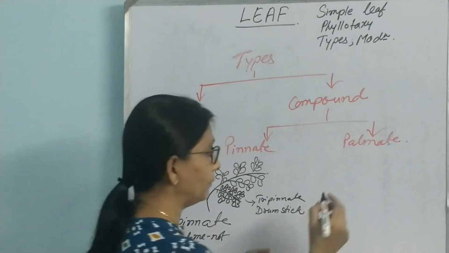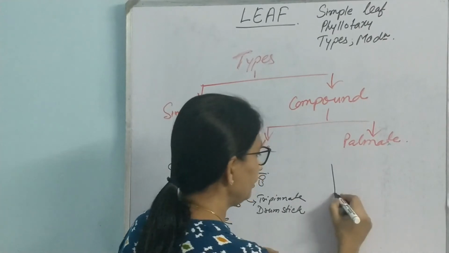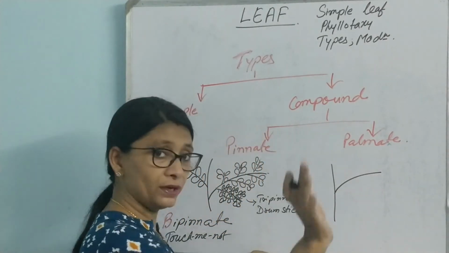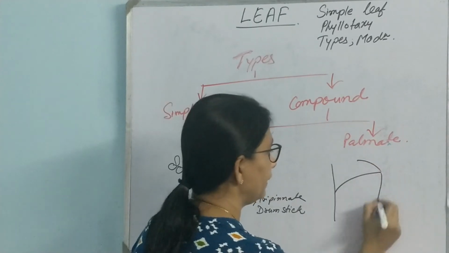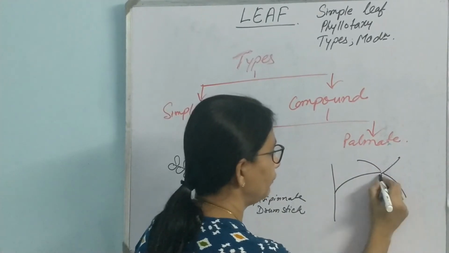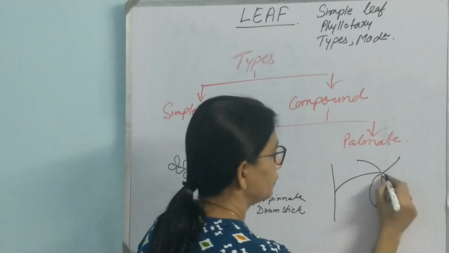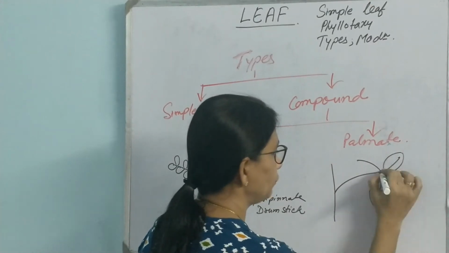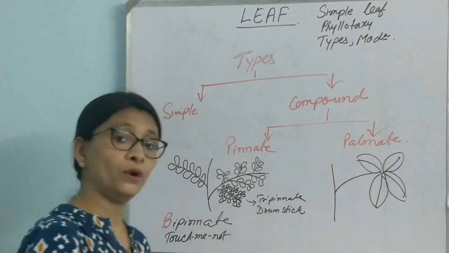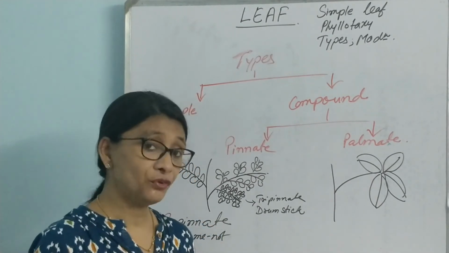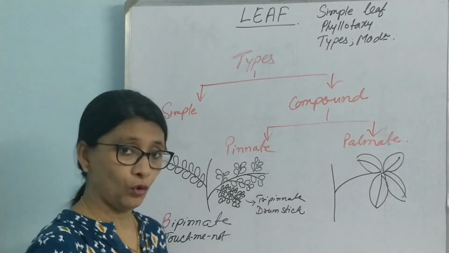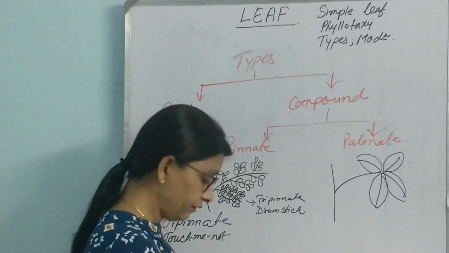Now let us talk about palmate. In palmate, what happens? This is a petiole. Now petiole does not have any midrib. Here it is just divided into a number of leaflets over here. It can be 2, it can be 3, it can be 4. When it is 2, it is known as bifoliate. When it is 3, it is known as trifoliate. When it is 4, it is known as quadrifoliate.